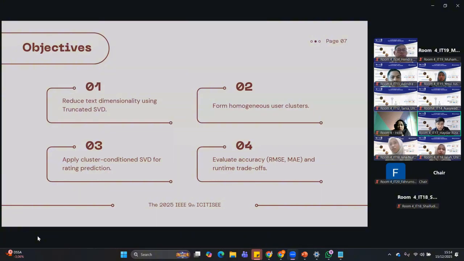The objectives of this research are to reduce feature dimensionality using truncated SVD, to group users into meaningful clusters, to integrate cluster labels into SVD-based collaborative filtering, and also to evaluate the accuracy and efficiency of each clustering method.